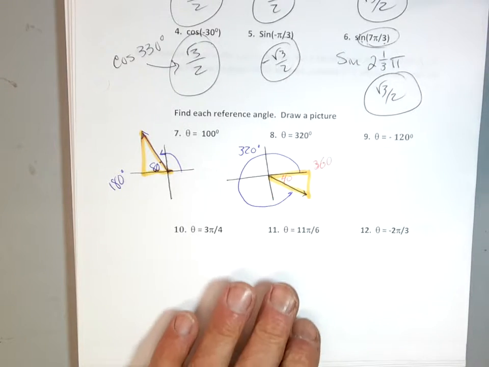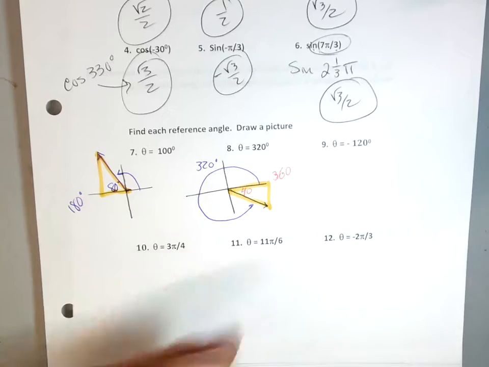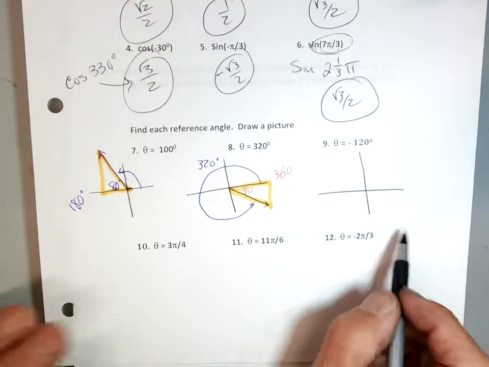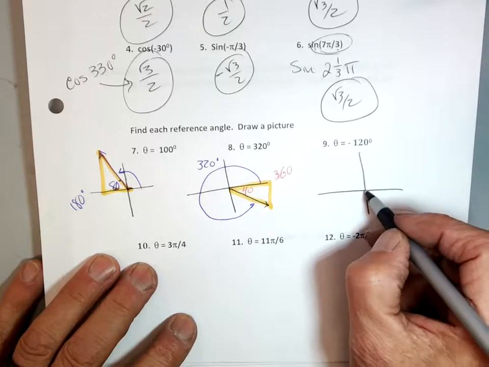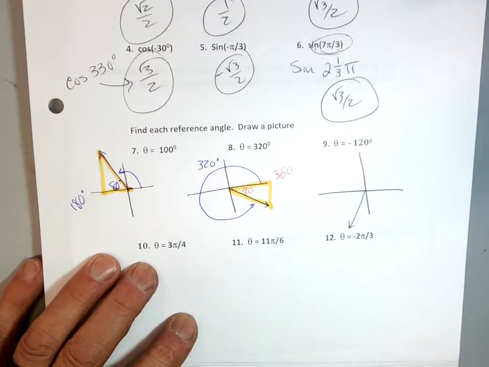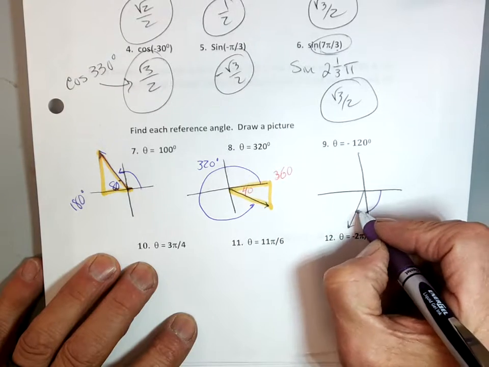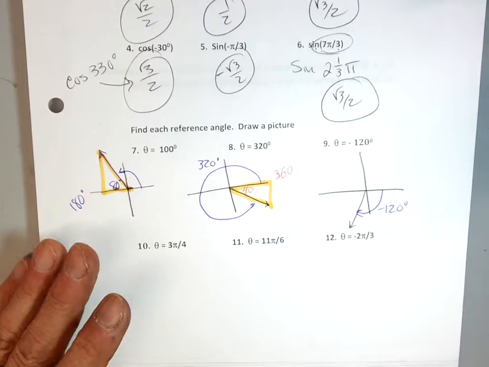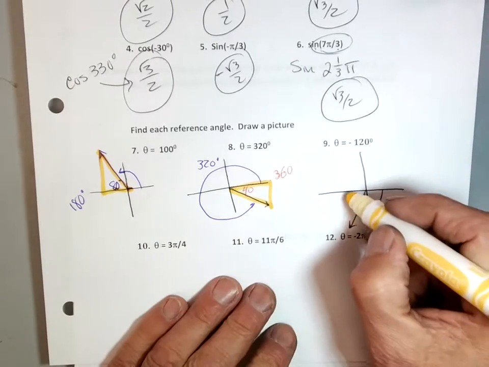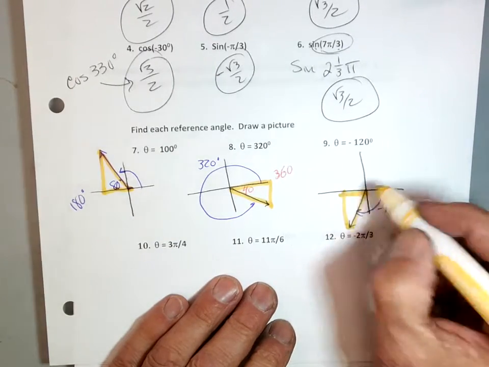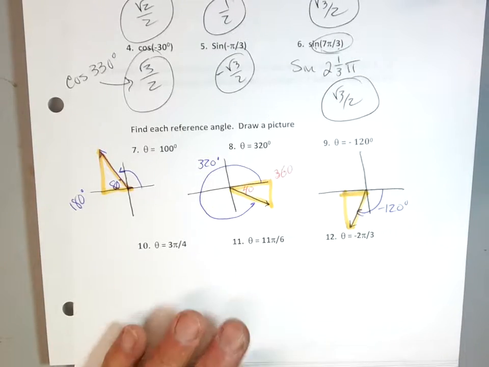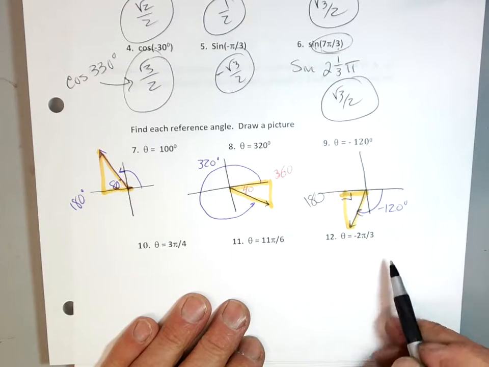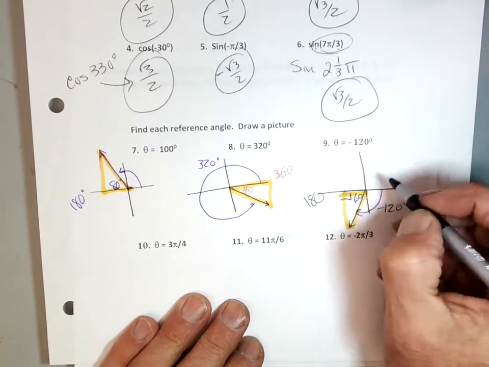Okay, negative 120 degrees, let's take a look at that one. So negative 120 degrees is, well, if 120 is here, negative 120 degrees is right about here. Negative 120 degrees, right? The right triangle I'm looking for is sitting right there, correct? So what I'm looking for is, well, that's 180, then that angle's got to be 60 degrees.